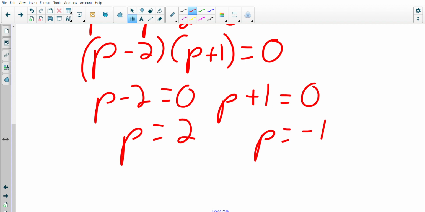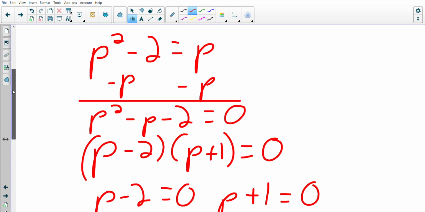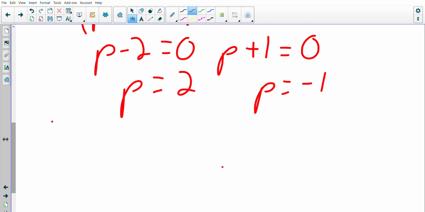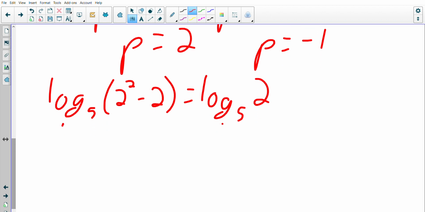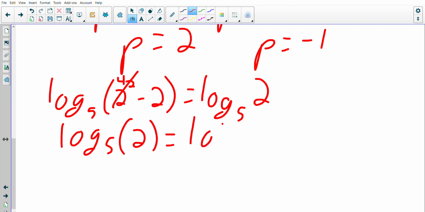Okay. So now, like I said, it says check. So I'm going to check both of these. I'm going to put them back into the original. Log base 5 of 2 squared minus 2 is equal to log base 5 of 2. And so here I simplify, I get log base 5 of 4 minus 2, so log base 5 of 2 is equal to log base 5 of 2. So it works out, so check. Now we have to do the other one.